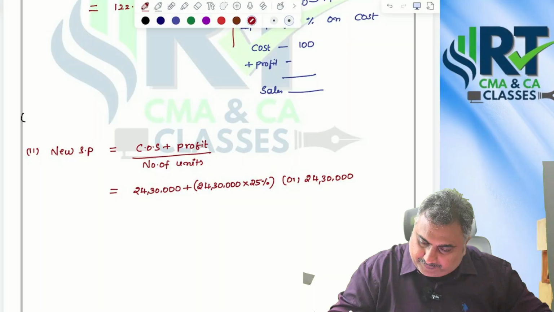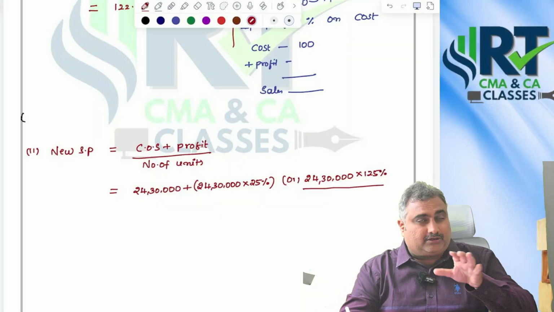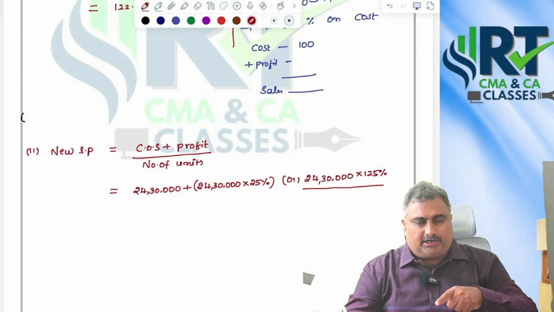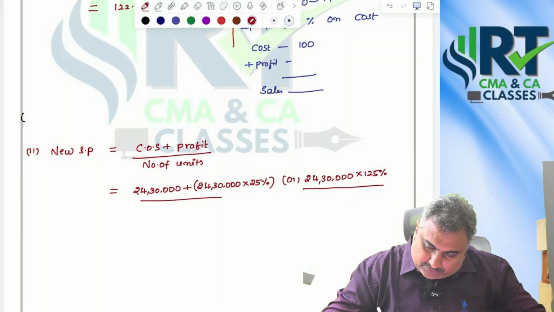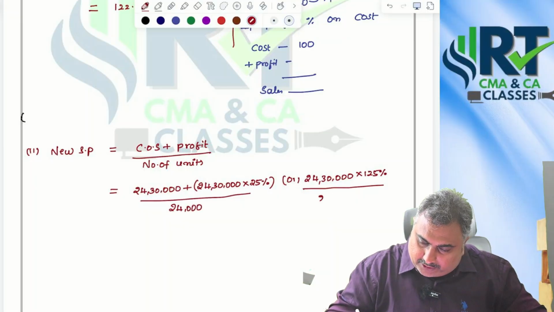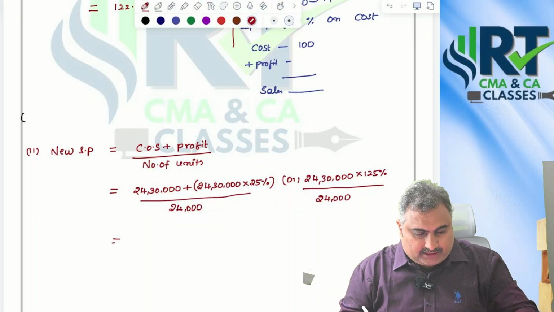Or you can do this also: 24,30,000 into 125%, because you want sales, which means cost plus profit, correct? What is cost? 100. What is profit? 25. Totally how much is the selling price? 125 itself. You can do any of the things, not an issue. Divided by 24,000. Here also divided by 24,000 units.